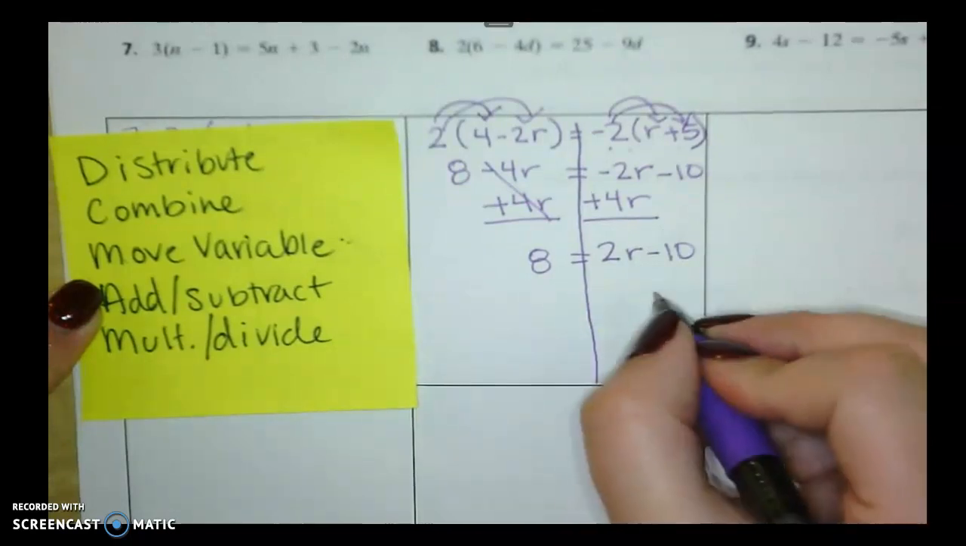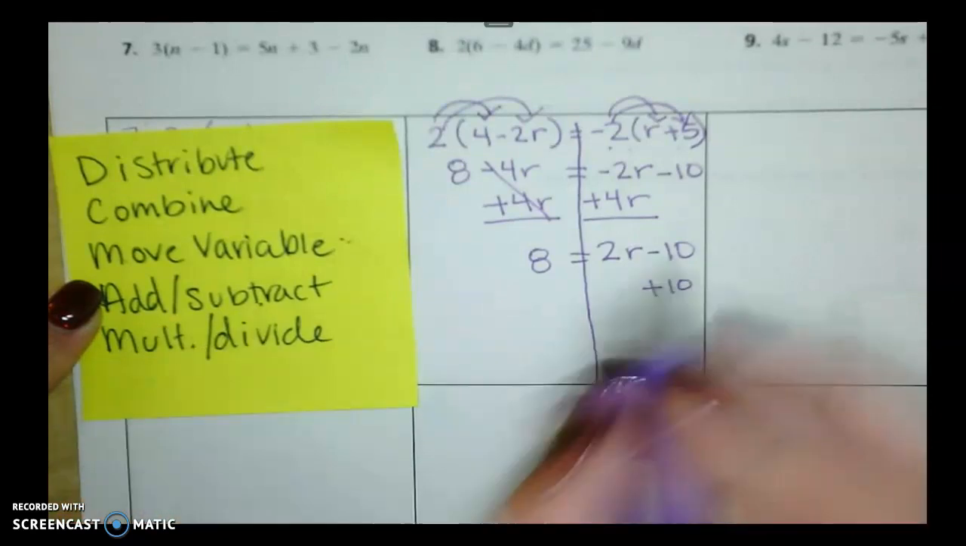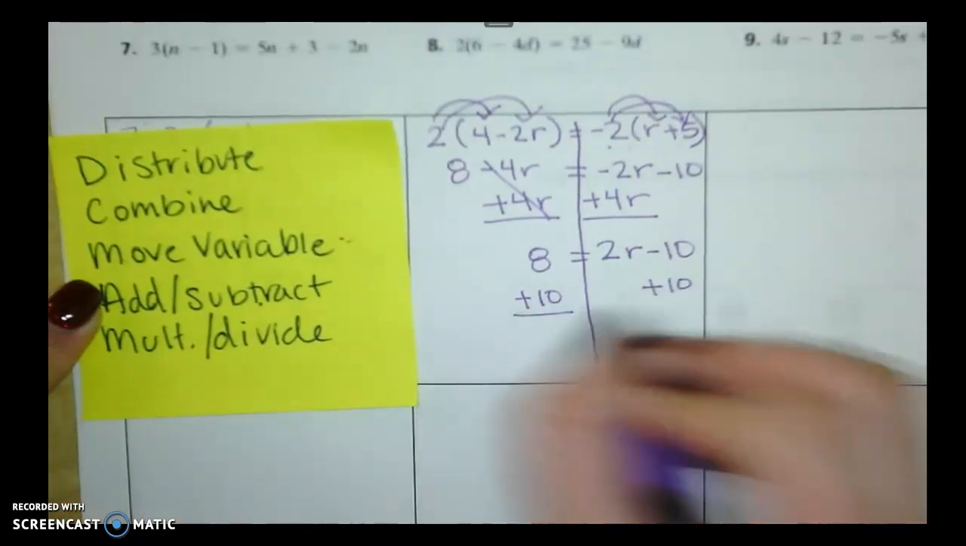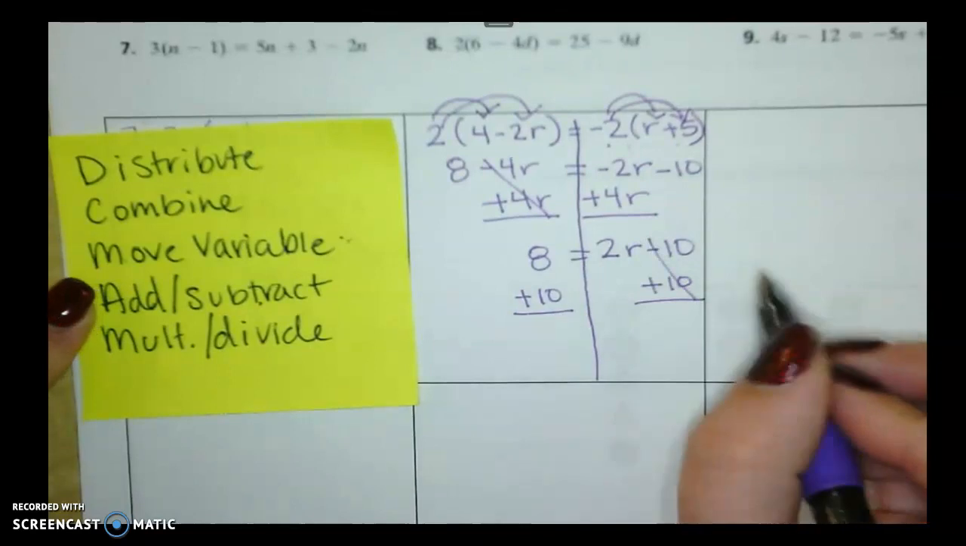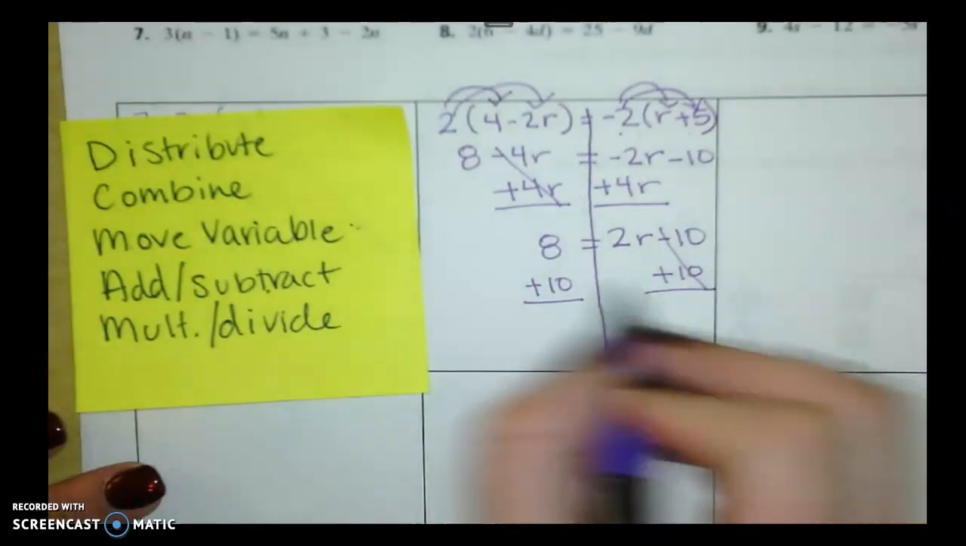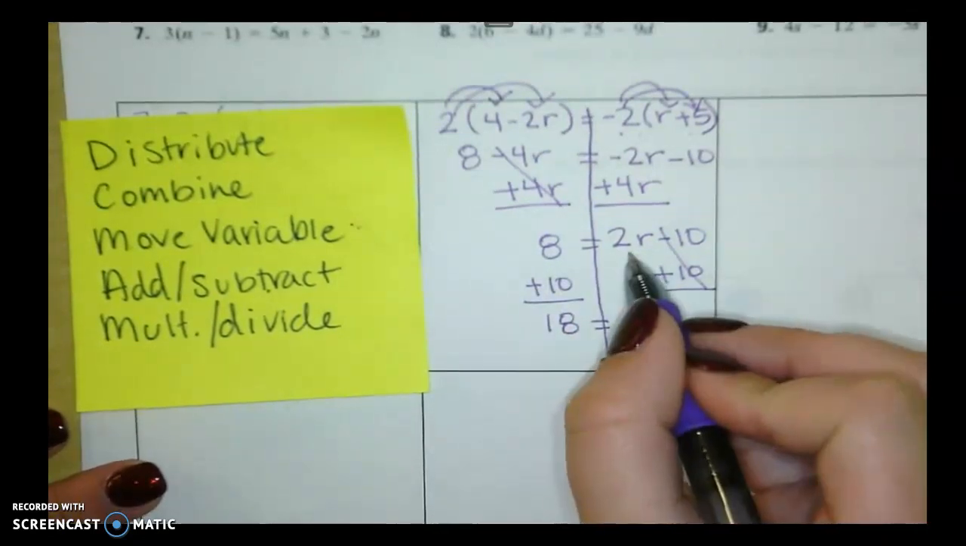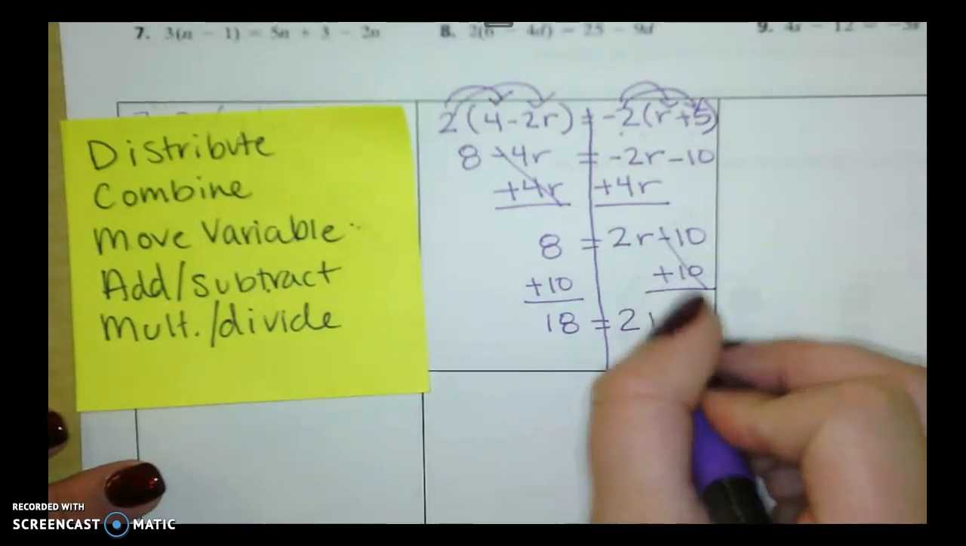Okay? Now I'm going to add 10 to both sides because I'm going to look for any addition or subtraction. Get rid of that subtraction. Negative 10 plus 10 is 0. So it cancels out. 8 plus 10 is 18. You're going to bring down your 2r because that's what's left.